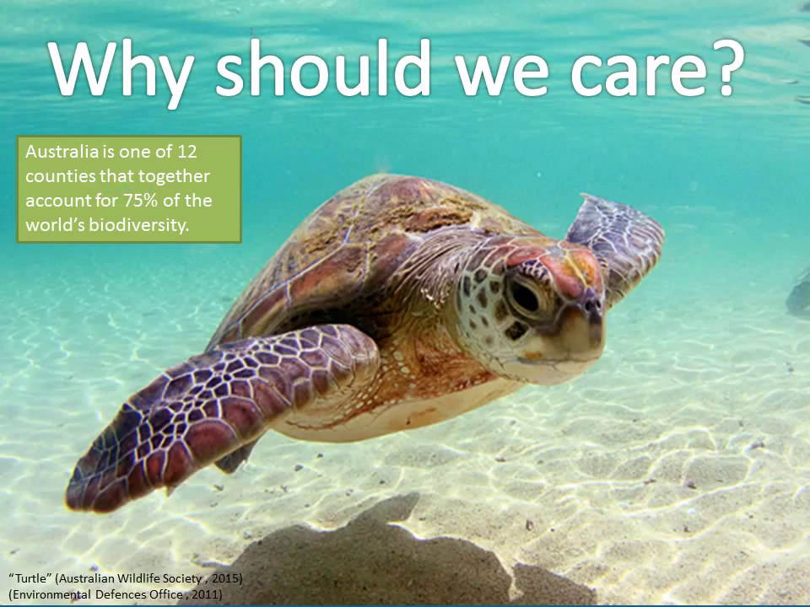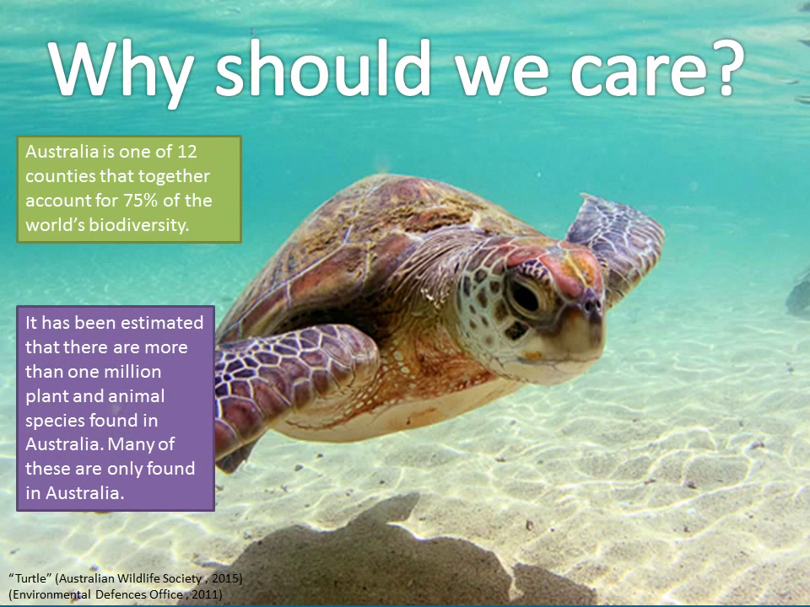But why should we care? Australia is one of 12 countries that together account for 75% of the world's biodiversity. It has been estimated that there are more than 1 million plant and animal species found in Australia. Many of these are only found in Australia.